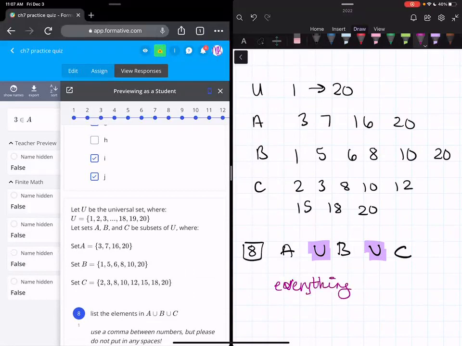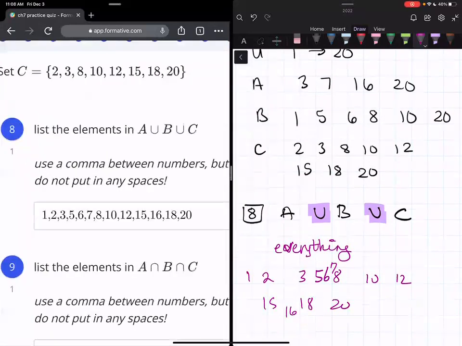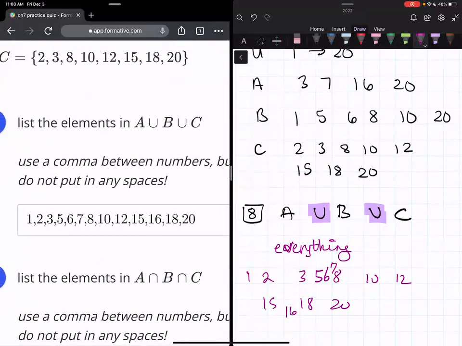So we need everything in A, B, and C. C is the longest one, so we have 2, 3, 8, 10, 12, 15, 18, 20. And then we have to include the B stuff, so we also need 1, 5, and 6. We already have 8, 10, and 20. Then we need to include the A stuff. Uh-oh, we need to fit a 7 in there, and then a 16. So it's 1, 2, 3, 5, 6, 7, 8, 10, 12, 15, 16, 18, 20.